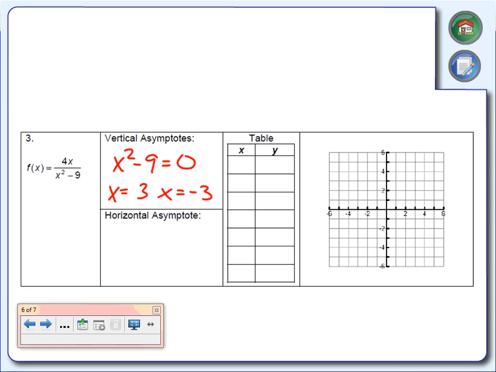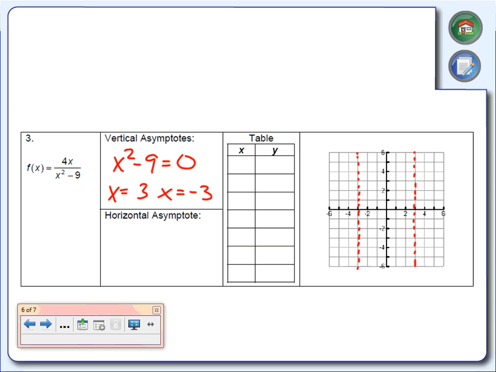If I plug in 3 on the top and on the bottom, and I get a 0 on top and the bottom, we've got a removable discontinuity. But is that going to happen in this case? No. So yes, you are right. Both of them are vertical asymptotes, but we have to be very careful. All right, so let's go ahead and draw those. 3, that's one of my vertical asymptotes. But I've got a second one, -3. So draw that one for me as well. 2 vertical asymptotes.